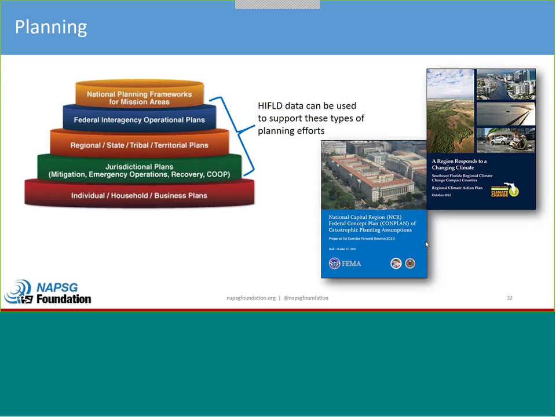The data that is presented and available through HIFEL for infrastructure data can be used in conducting the analyses in support of understanding potential risks and consequences of different types of hazards and events to support the planning scenarios that are used in developing actual plans themselves. So here we have a region response to a changing climate, which is a climate action plan, a very relevant type of plan where the HIFEL data can be used to support the analyses that get rolled into a plan like that, as well as a national capital region operating plan and catastrophic planning assumptions. It's another perfect example of a type of plan that would incorporate the type of infrastructure data contained in HIFEL.